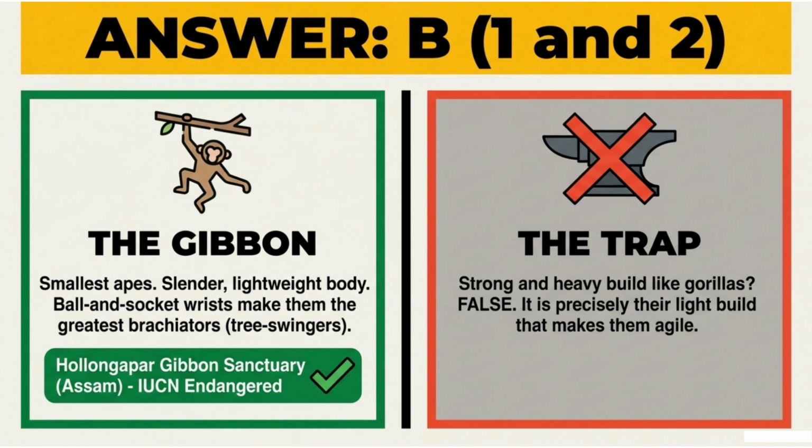Statement 1 is correct. The Western Hoolock gibbon, known by its scientific name Hoolock, is listed as endangered on the IUCN Red List. Hollongapar Gibbon Sanctuary in Assam is specifically dedicated to this species. Statement 2 is correct. Gibbons are considered the greatest brachiators among all primates. They have long arms and ball and socket wrist joints that allow them to swing through the forest canopy at high speed with remarkable efficiency.